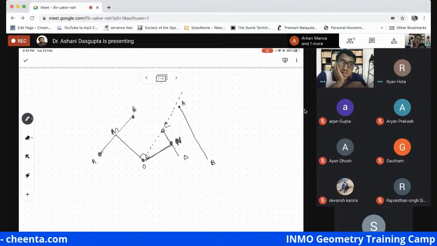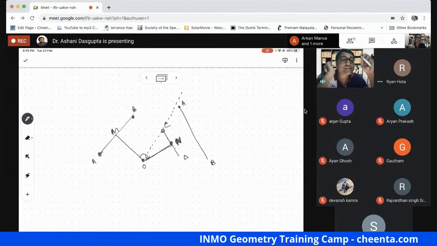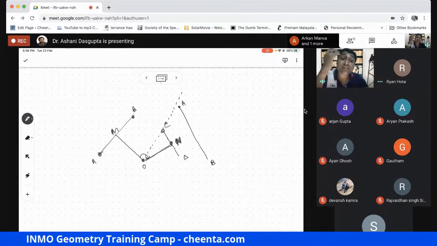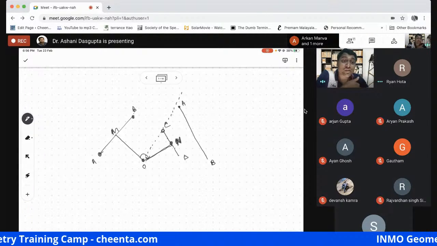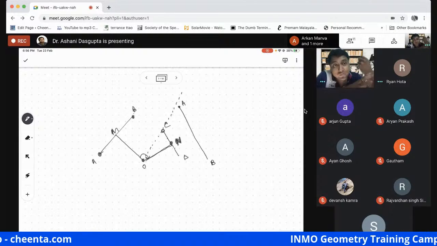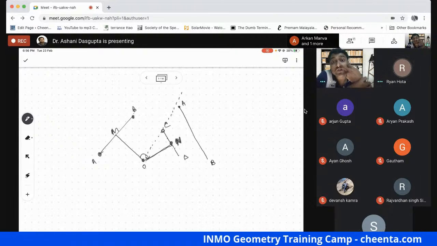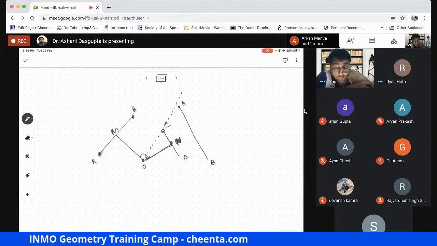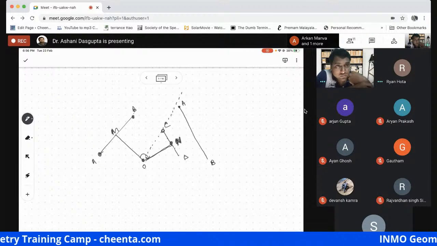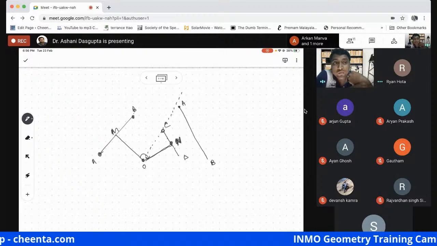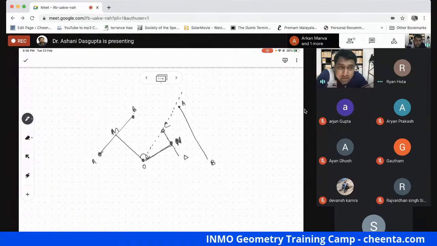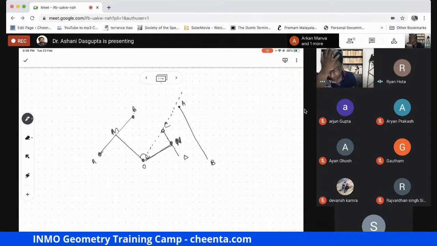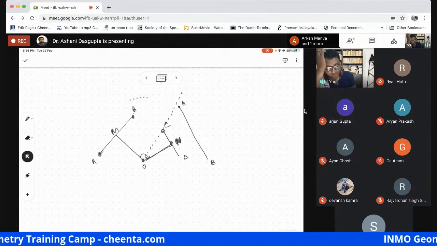That would work actually, but the thing is, Ryan, when we say center of spiral similarity, you would want the same center to work for both the rotation and the shrinking. If we are allowed to choose two different points, one for rotation and one for the homothety, then your method definitely works. But if you want them to be the same point, then you would need this. Okay, thank you, sir.